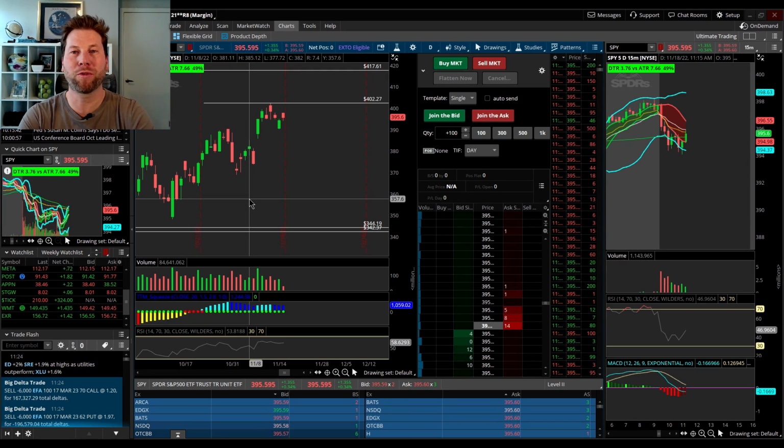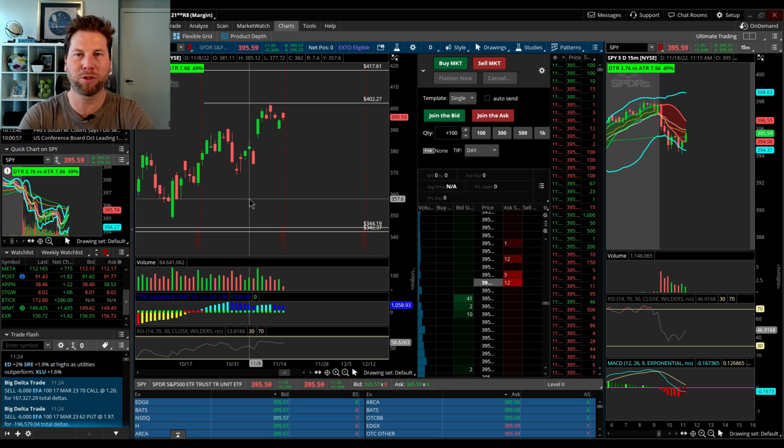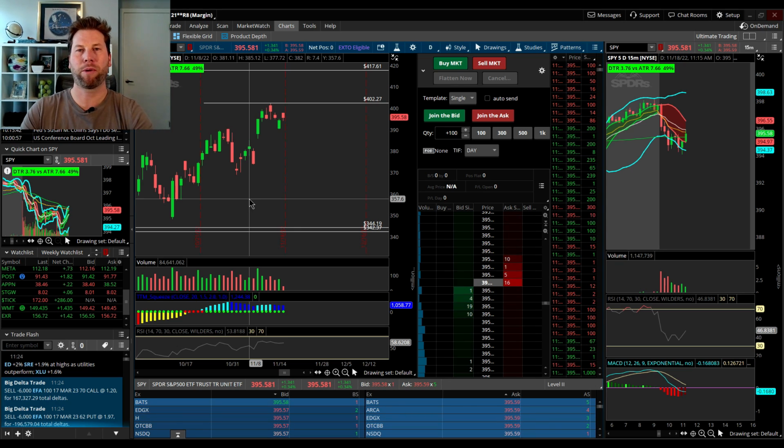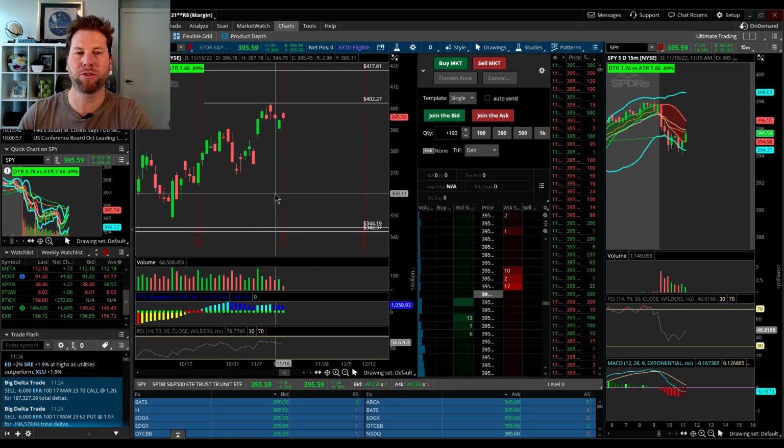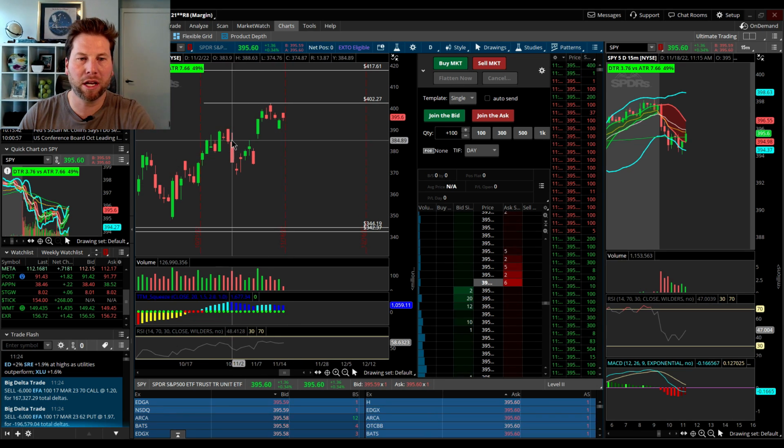Today I'm going to talk about candlesticks. I'm going to make it super simple and super quick. But candlesticks is what makes up a chart. Most people use candlesticks these days. It has a body and a wick to it.